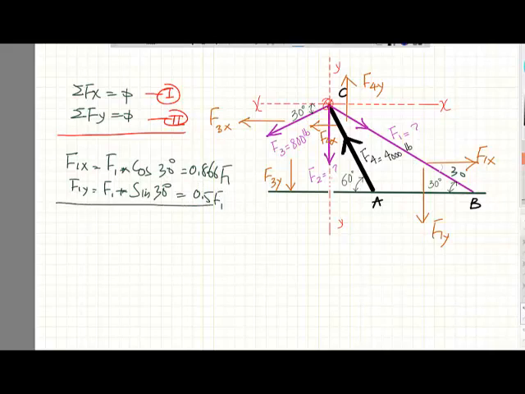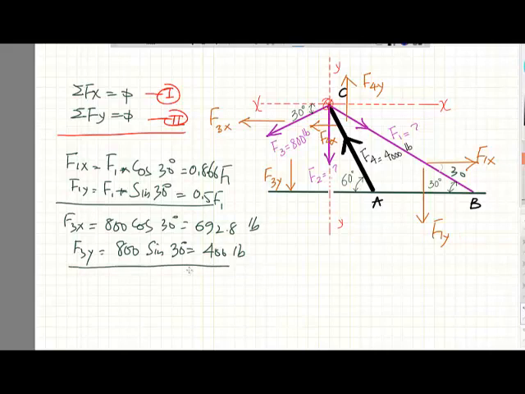And for F3, because F2 doesn't need to be worked on, F3 will be the next. So for F3x, we have the value for F3, so we will use that immediately, which is 800 pounds cosine 30 degrees, and that is equal to 692.8 pounds. And for F3y, again, the force is given, which is 800 pounds, and it is the sine of 30 degrees, which will be equal to 400 pounds.